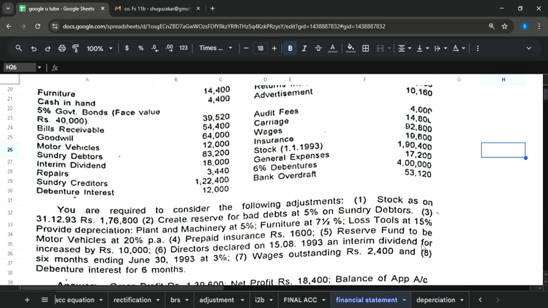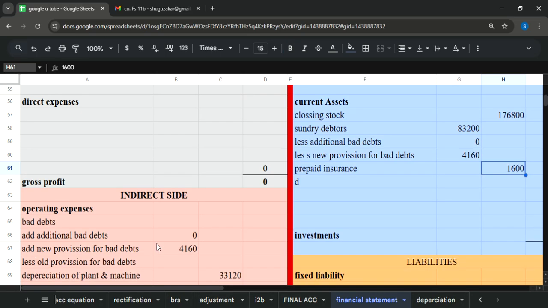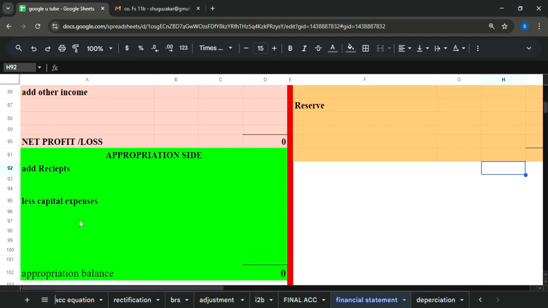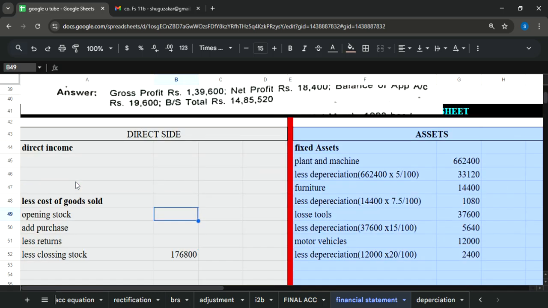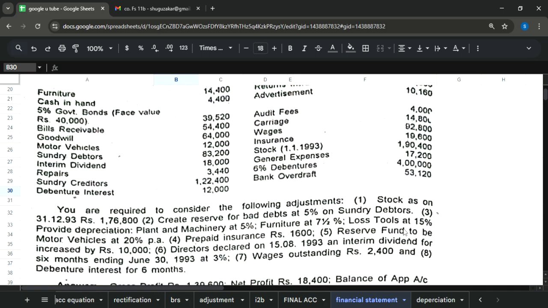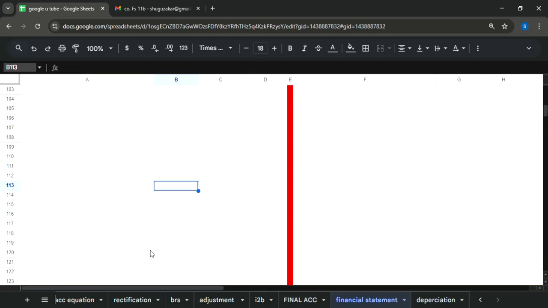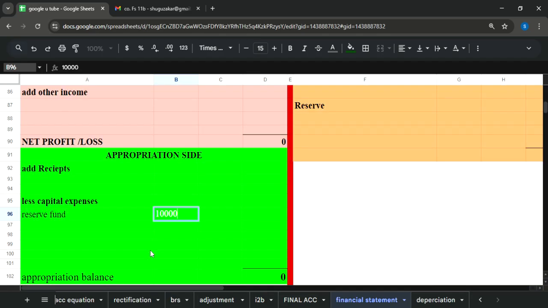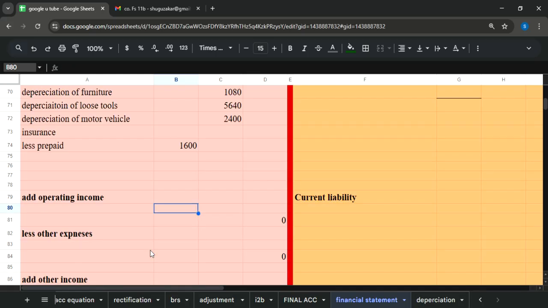Alright guys, reserve fund to be increased. So this reserve is purely associated with the appropriation side. Here we will record reserve fund increase. The amount of reserve fund is 10,000. Just write it down on the appropriation debit side, and now we will go to the current liability side.